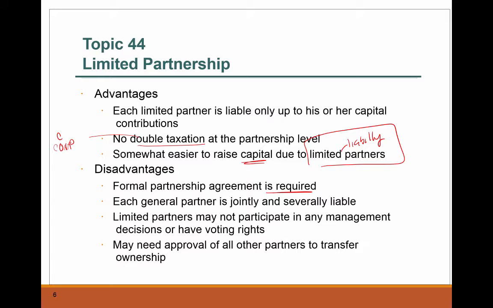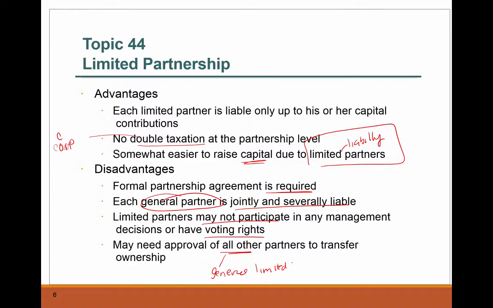And then general partners are the ones that are jointly and completely liable. And then limited partners, though, they cannot participate in management decisions and they cannot have voting rights. So that's kind of like a yin and yang, right? You have limited liability, but then again, you can't participate in the management and you do not have voting rights. And you may need approval of all the partners, both general and limited, in order to transfer ownership.